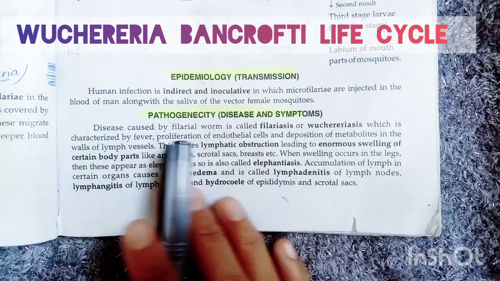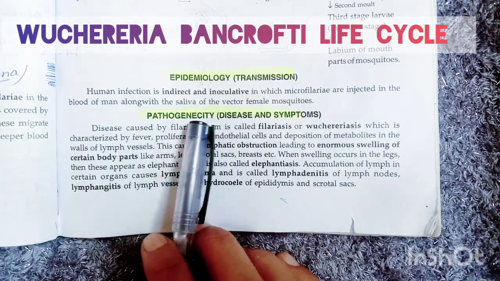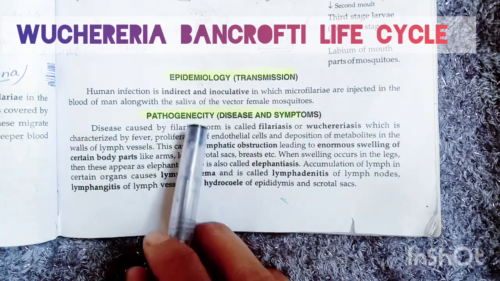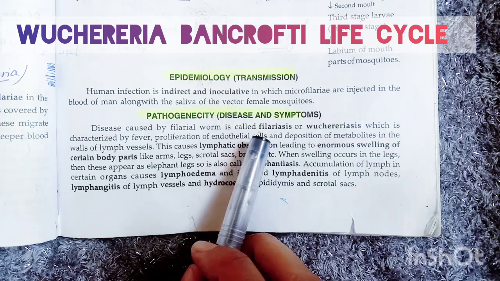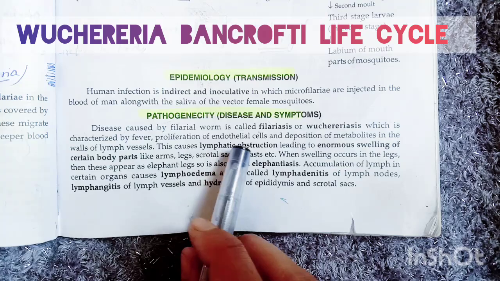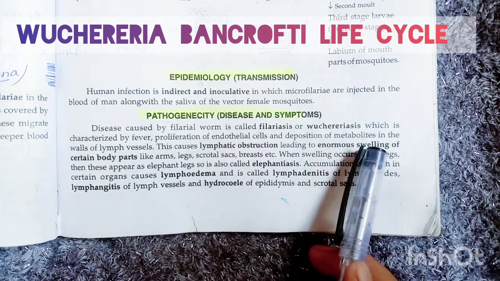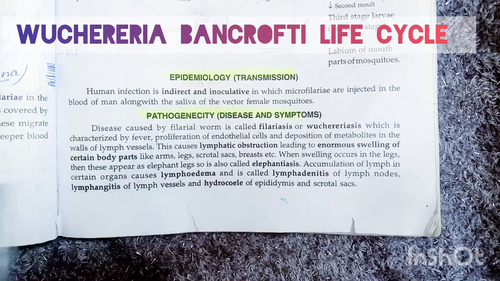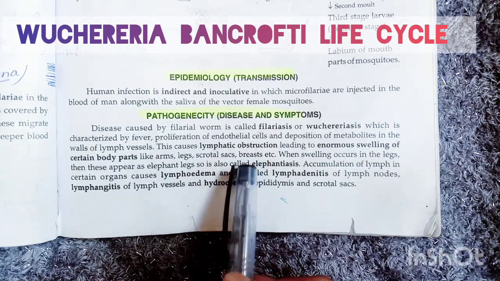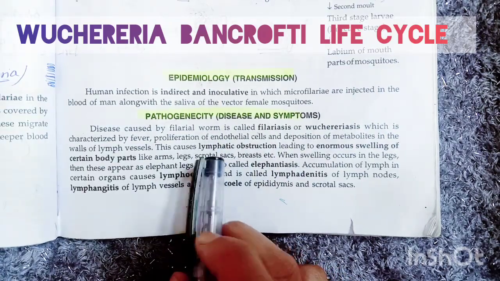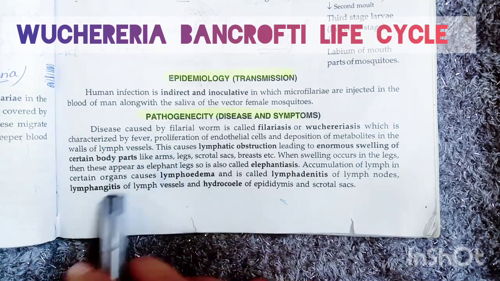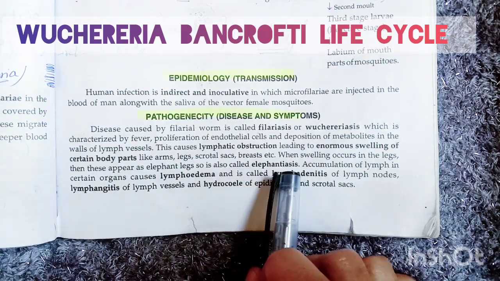Okay. Next we have the pathogenicity. In this we will study the disease and symptoms. The disease caused by the filarial worm, that is Wuchereria bancrofti, is filariasis. In this, fever can take place, and proliferation of endothelial cells and deposition of metabolites in the walls of lymph vessels takes place. This causes lymphatic obstruction, which leads to enormous swelling of certain body parts. Therefore it is also called elephantiasis.